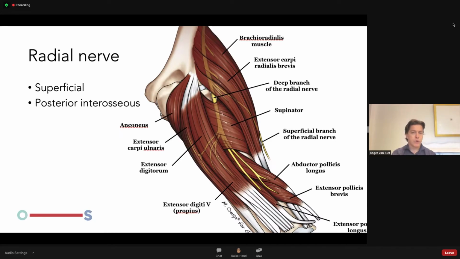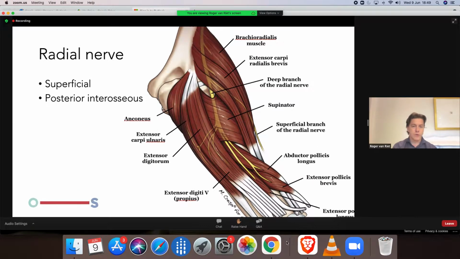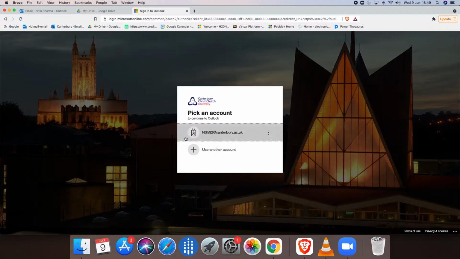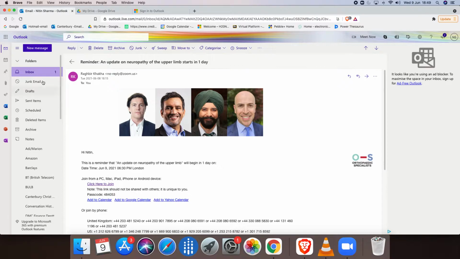This is like an average drawing, but it splits into two. You get the superficial branch, which is important for the sensitivity of the hand, and then you get the posterior interosseous nerve. That's the one we're talking about now, which is the motor branch of the radial nerve.